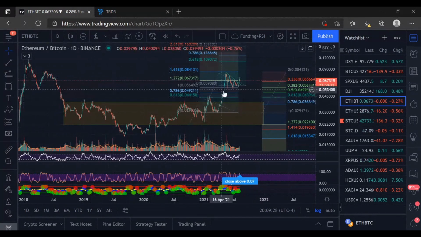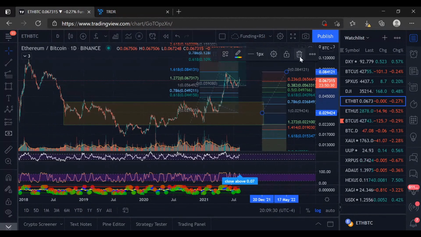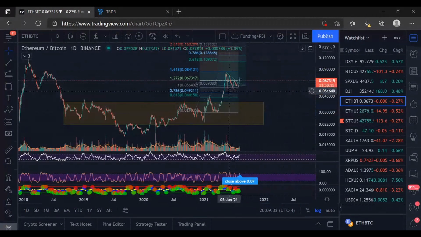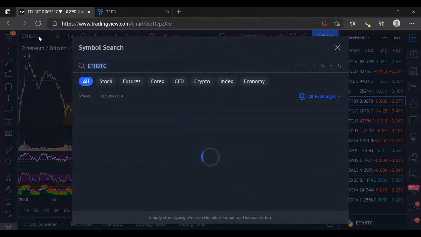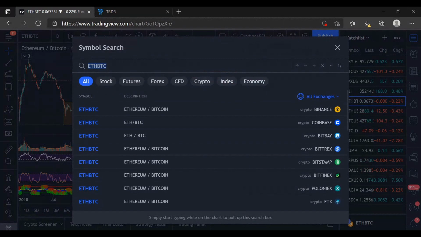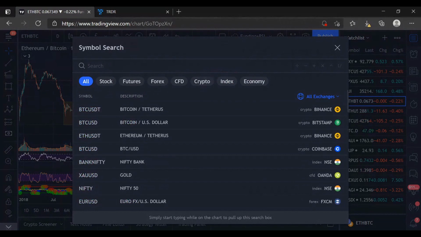Yeah, ETH BTC is looking good. I'd probably have to buy a pullback on that. That's interesting. I haven't seen that in a while. What else do we want to look at? Anybody have any suggestions? Maybe some XRP?